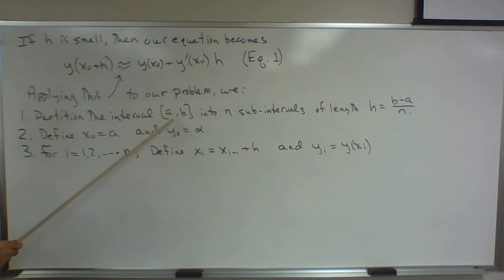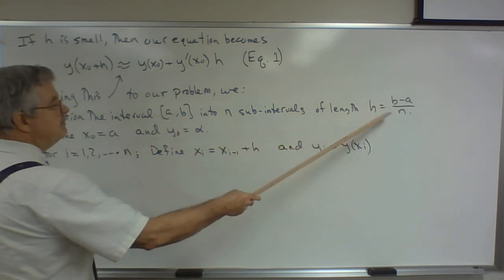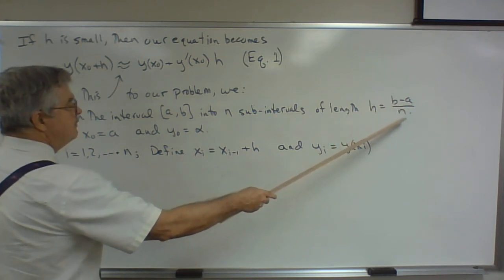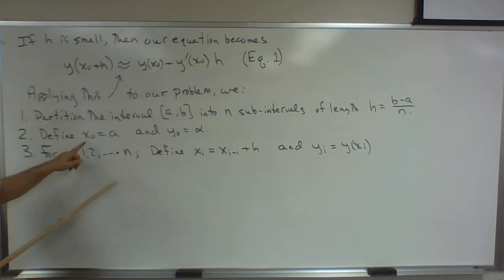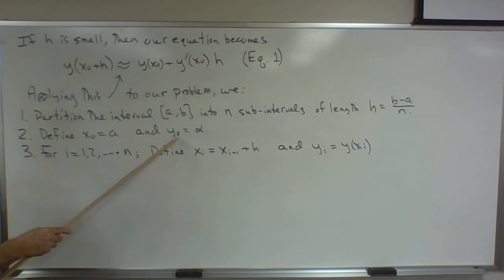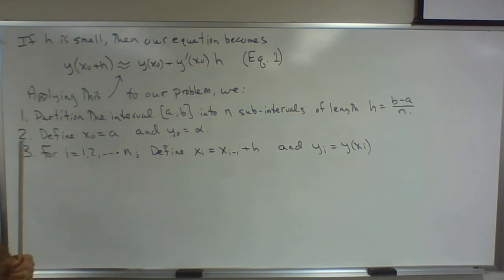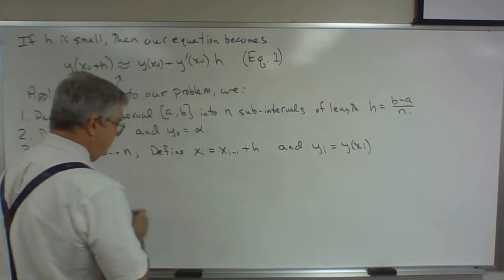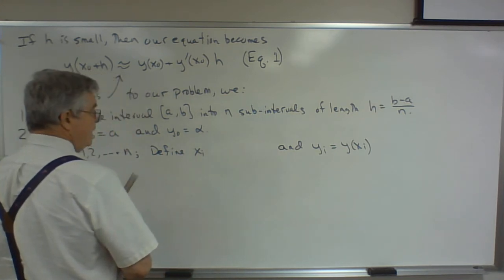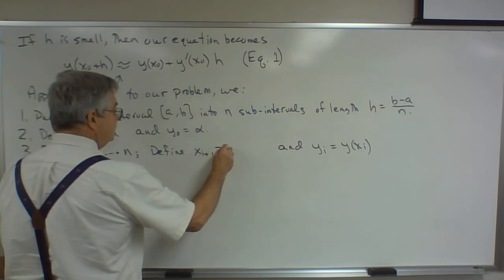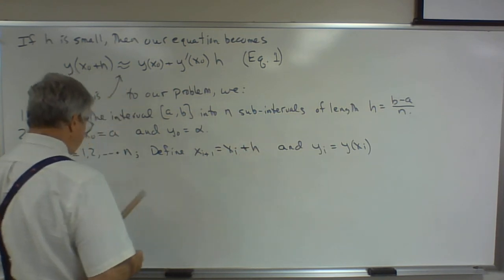The first thing we do is we partition the interval a b into n subintervals of length h, where h is b minus a over n. And we define x naught to be a, and we define y sub naught to be alpha. Remember, y evaluated at a is equal to alpha, so this is just our initial condition. And for i equal 1 through n, we define x sub i to be x sub i minus 1 plus h. Or another way of putting it, x sub i plus 1 equals x sub i plus h.